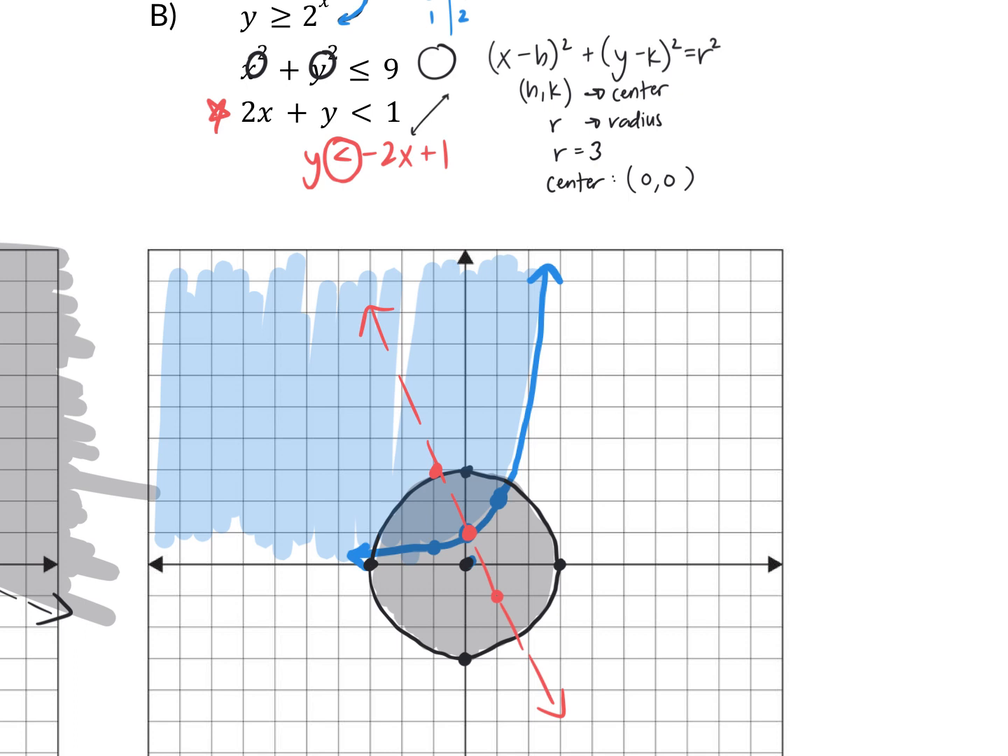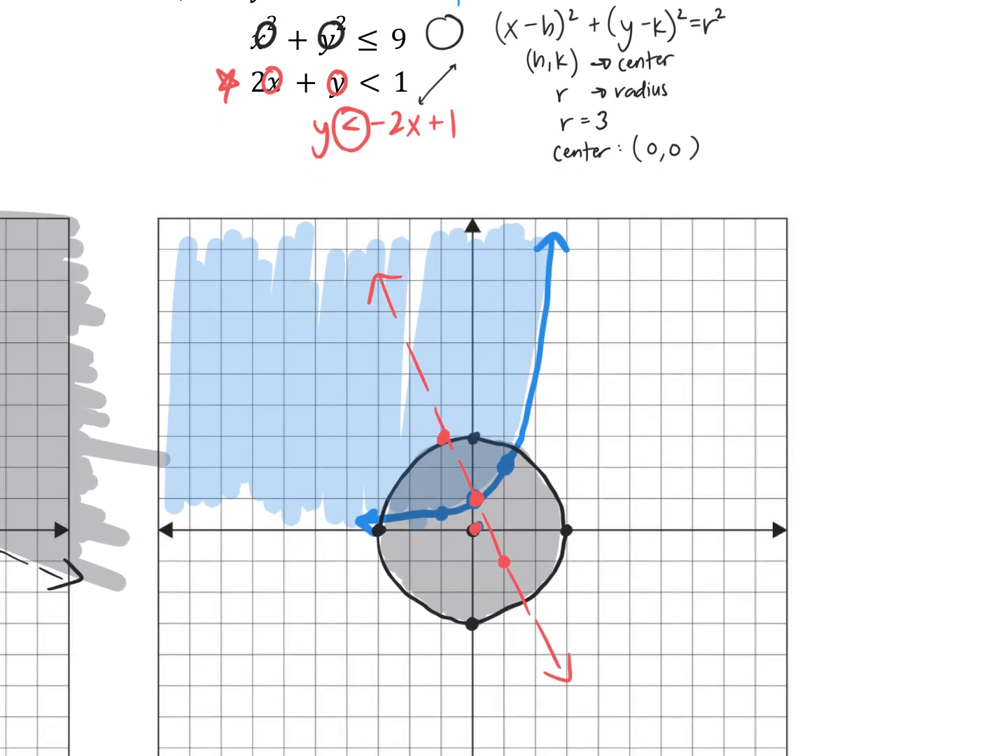So if I test a point, can I test 0, 0? Yeah, it's not on the line, right? So if I test 0, 0, if I plug in 0, I get 0 plus 0. Is that less than 1? Yes, so I'm going to shade on the side where 0, 0 is. So everything below that line over here is part of my solution for that red graph there.